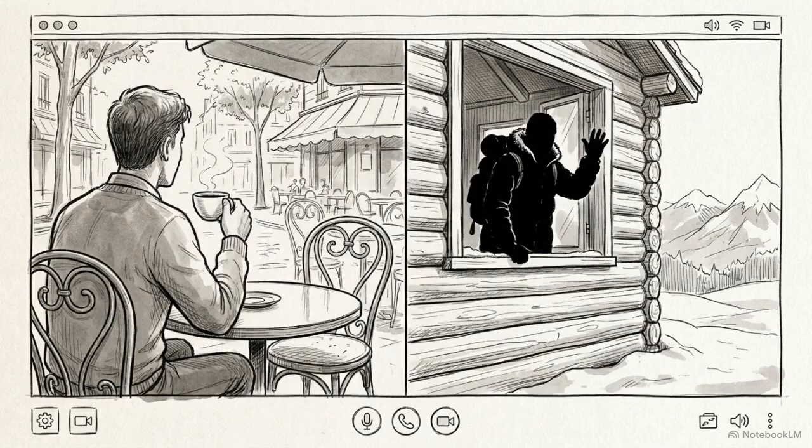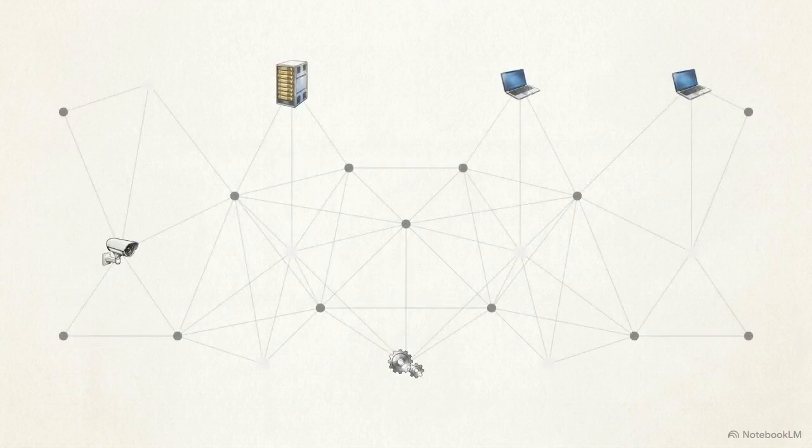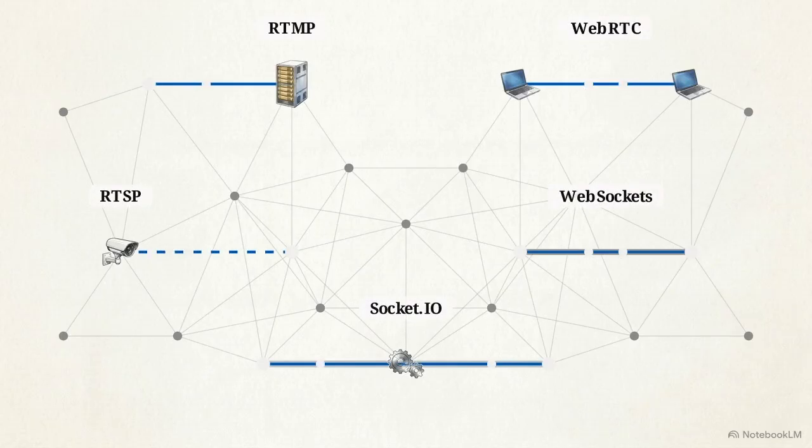If you have ever had a perfectly smooth video call with someone across the globe, you know your internet connection is plenty fast. That frustrating 3-second delay happens because of the specific delivery rulebook, the protocol, that the app is using to package and send you the data. There are 5 core rulebooks that govern how live information travels across the web: RTMP, WebRTC, RTSP, WebSockets, and Socket.io.